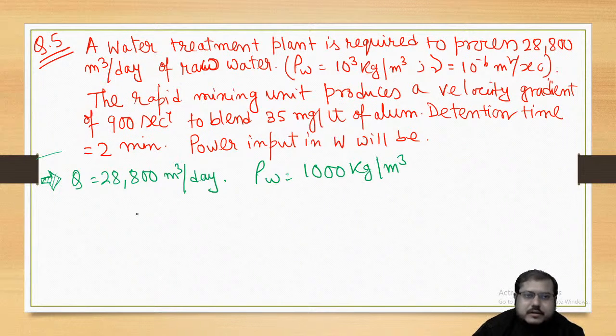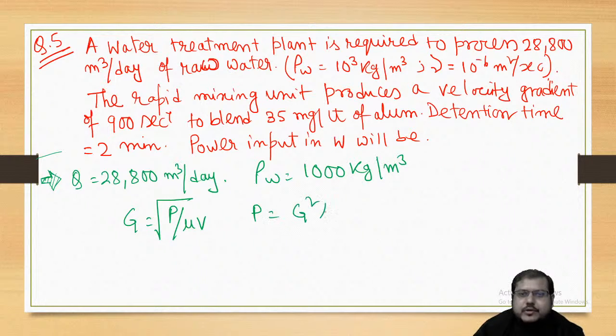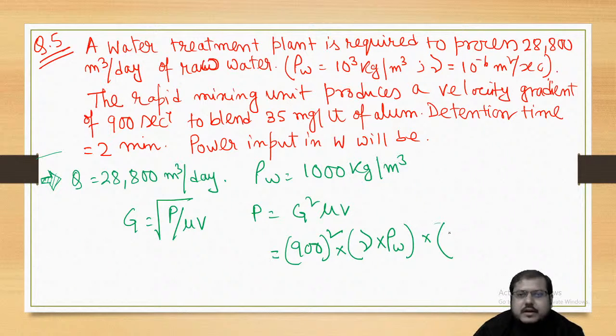Asking power. So we know that G is equals to under root P by mu V. So power is actually G squared into mu V. The G value is given as 900 second inverse. Mu is not provided, it's nothing but nu into rho W. And V is also not provided. So what will be V? Nothing but Q into dt, detention time, that is provided.